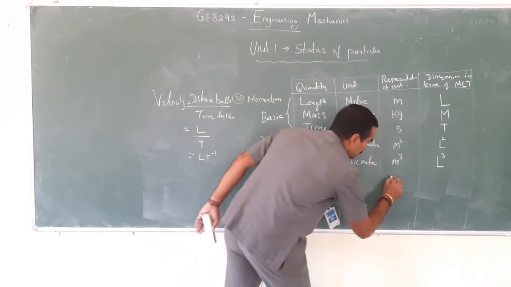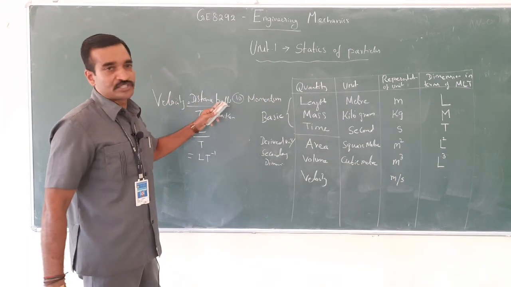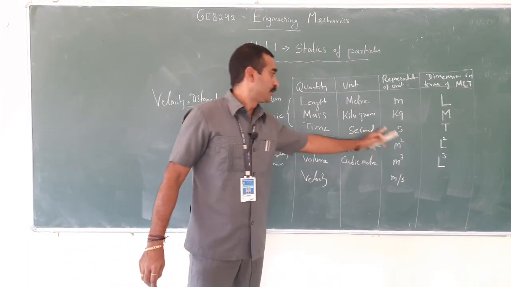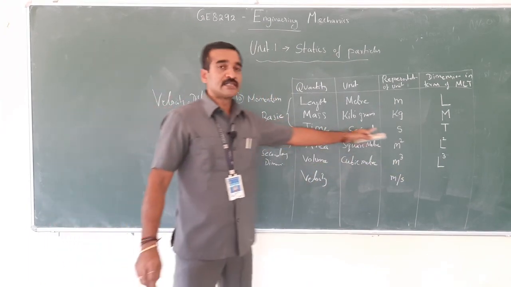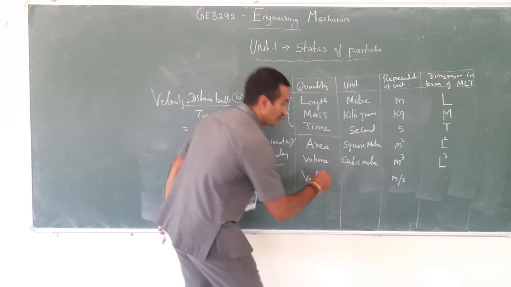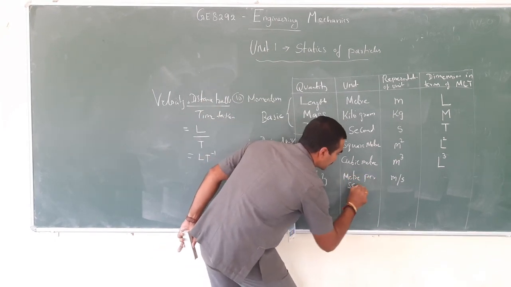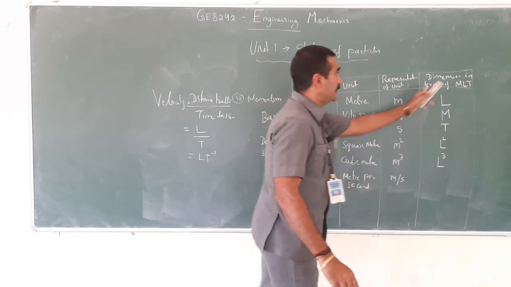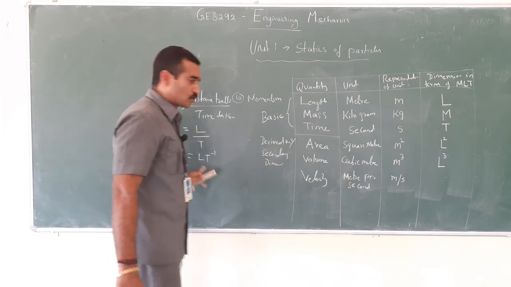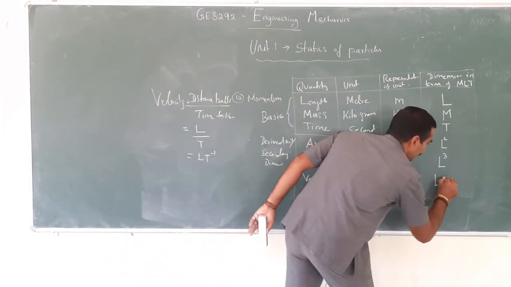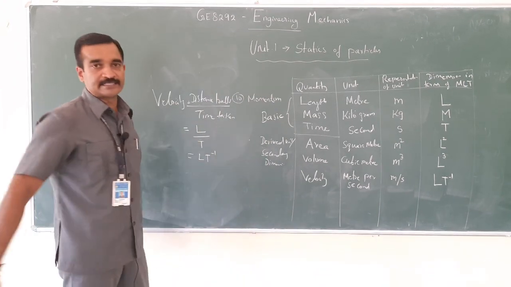Velocity, see here, it is meter per second. The reason is that distance traveled in terms of unit is meter and the time taken is second, so it can be written as meter per second. How can the dimension be written? In terms of MLT format, you will have to use it. So L t power minus 1. This is as far as velocity is concerned.